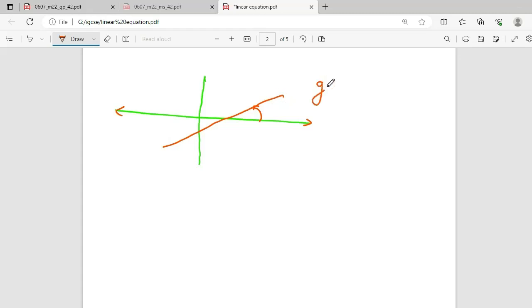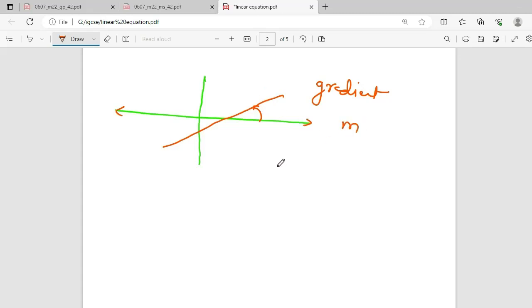In this we are going to discuss the gradient. So gradient in this scenario is nothing but the inclination of the line. Sometimes we call it a gradient, also referred to as the slope of the line, which is denoted by m.